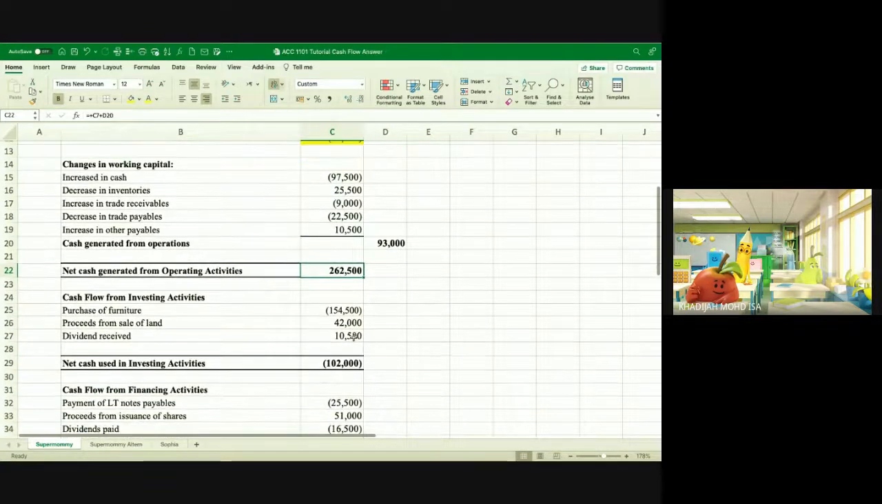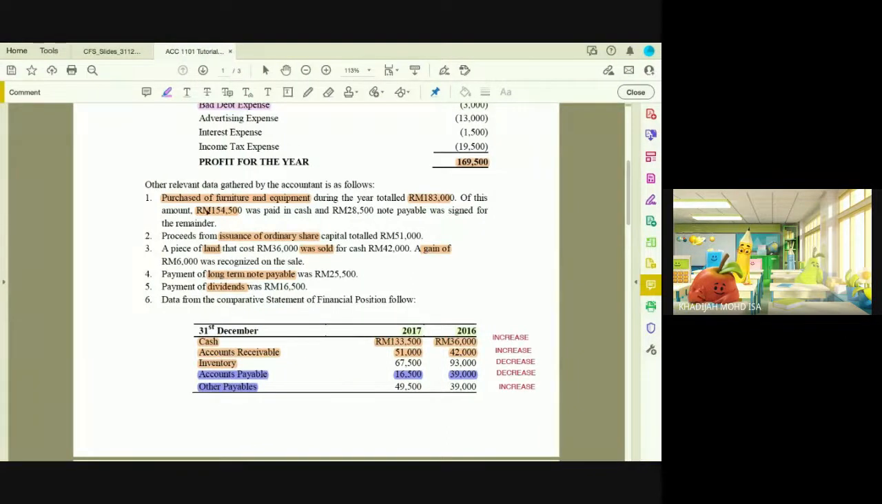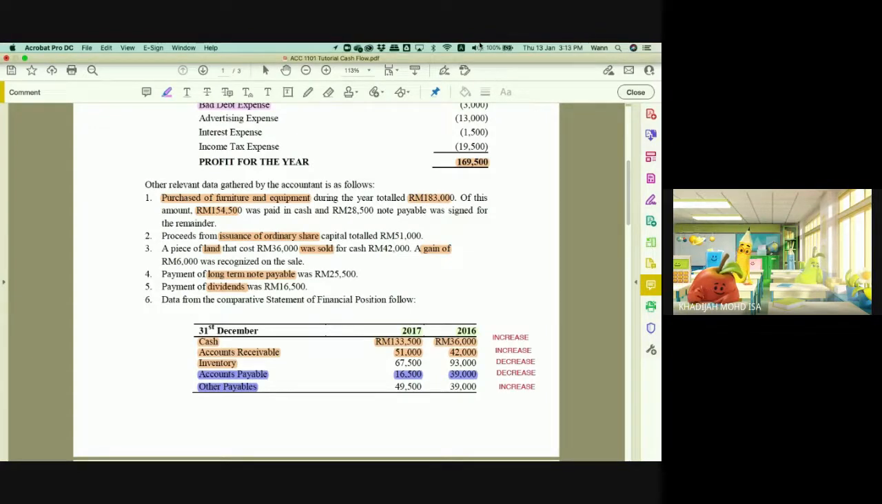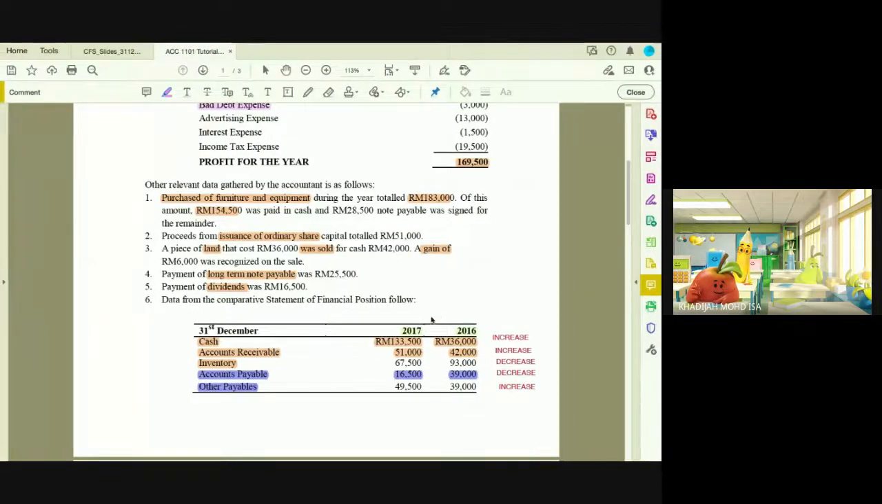Alright, cash flow from investment activities. Alright, so go back to the question. You purchase furniture, but what you pay by cash, so this one will be in your investment activities. Is it investment? Investment. Yeah. 154,500. Even though the cost is 183,000, you only pay cash 154,500. So that should appear in your investing activity. So when you make payment, you minus, and then what you have is proceeds from issuance of ordinary shares.